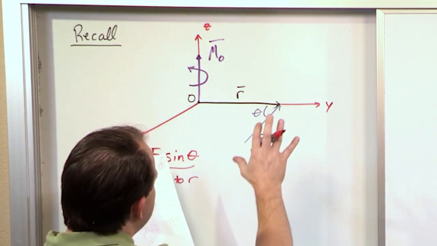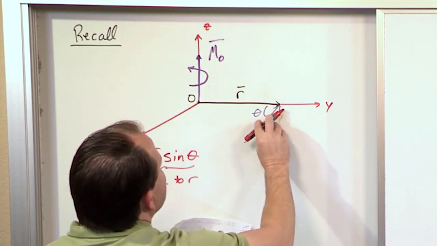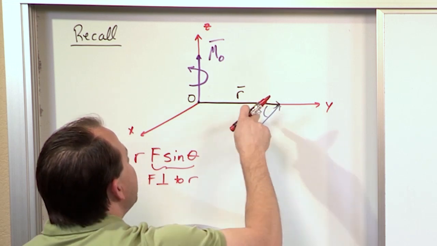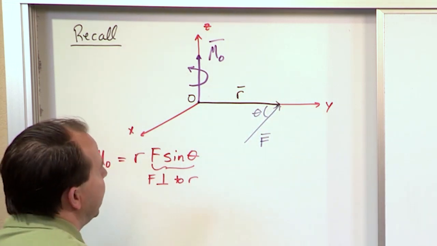I know it's a little hard to see in this drawing, but basically what we want to figure out is how much of this force is acting perpendicular, straight on, to the r vector there.